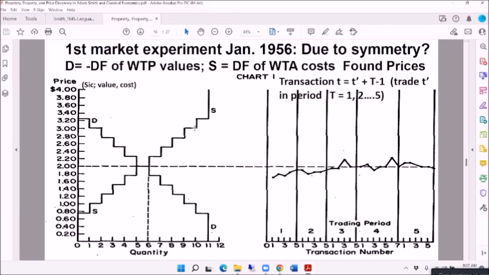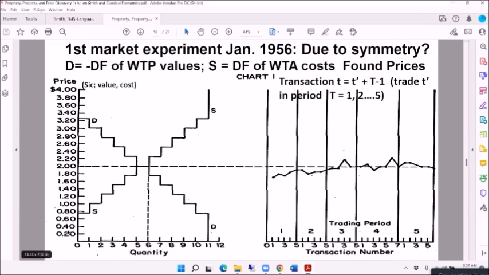circa 1950s. We believed supply and demand was a very abstract ideal. You would have to have very large numbers of buyers and sellers. They would have to have complete information. We had all of these stories, and in this first experiment, that totally shot that down.